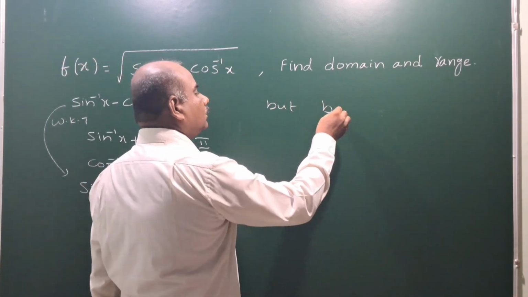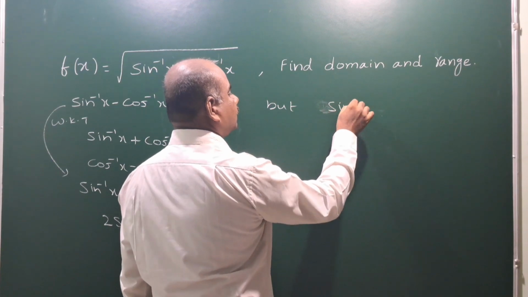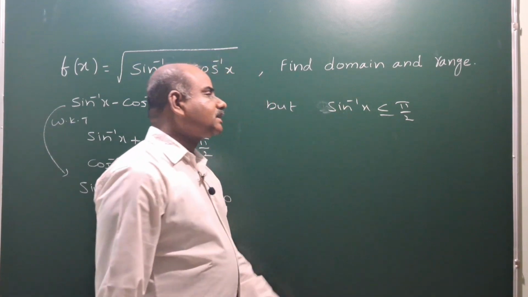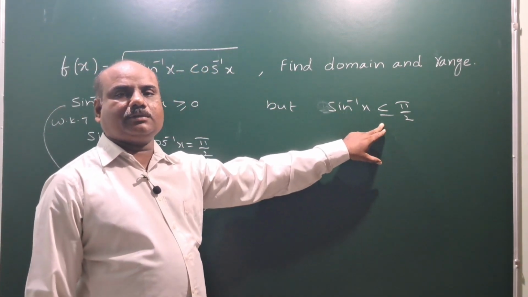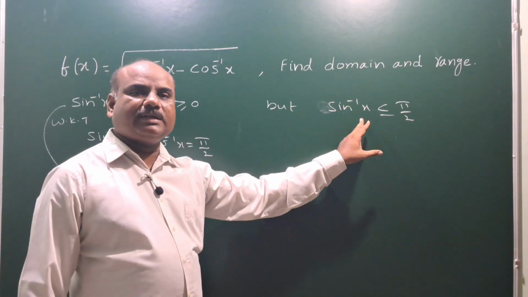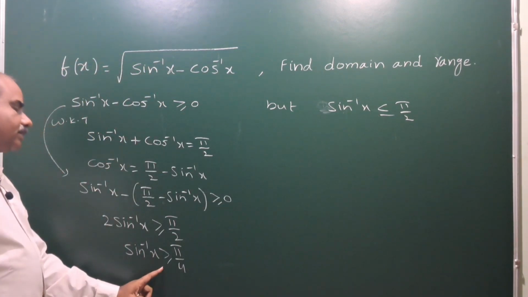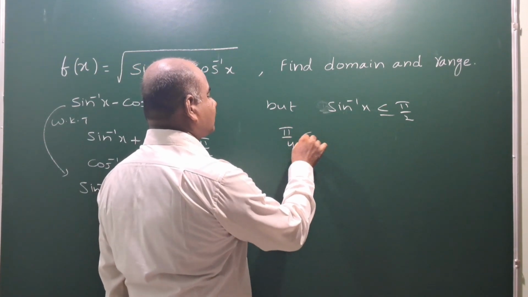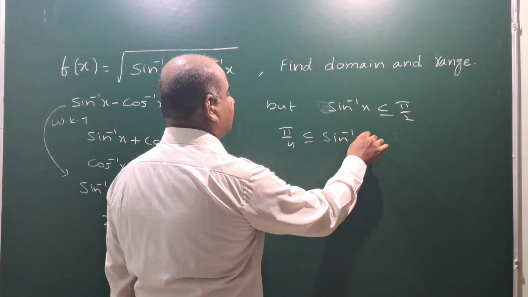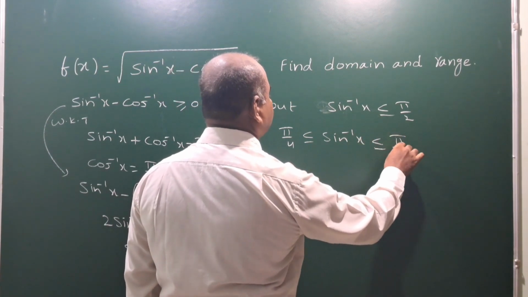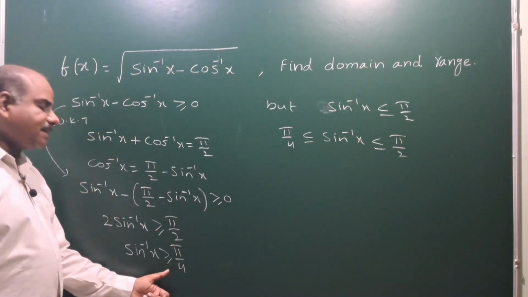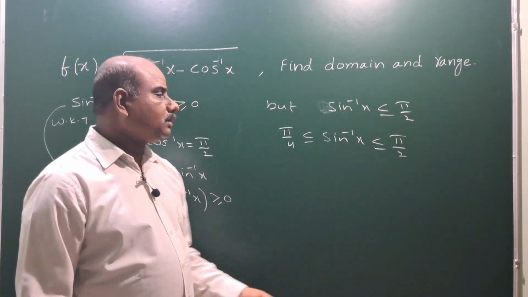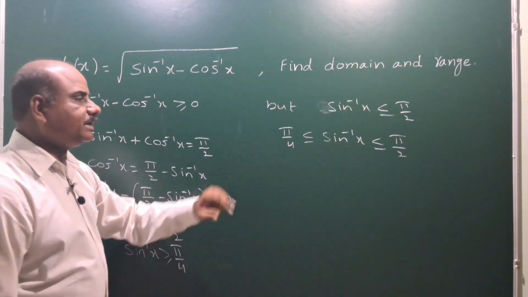But we have the values like this. The maximum value of sin inverse x is pi by 2. Sin inverse x is always less than or equal to pi by 2. So by using these two inequalities, we can write like this: pi by 4 less than or equal to sin inverse x less than or equal to pi by 2. Here sin inverse x is greater than or equal to pi by 4 and the maximum value of sin inverse x is pi by 2.